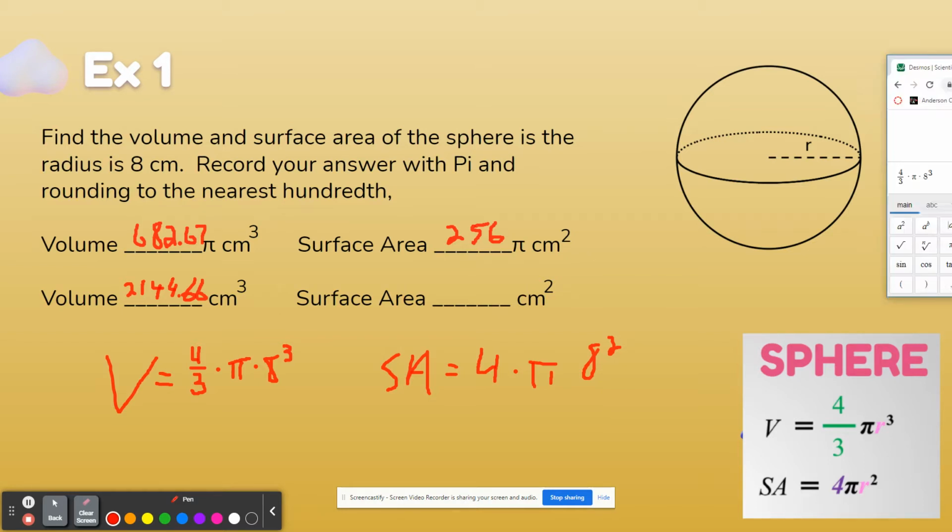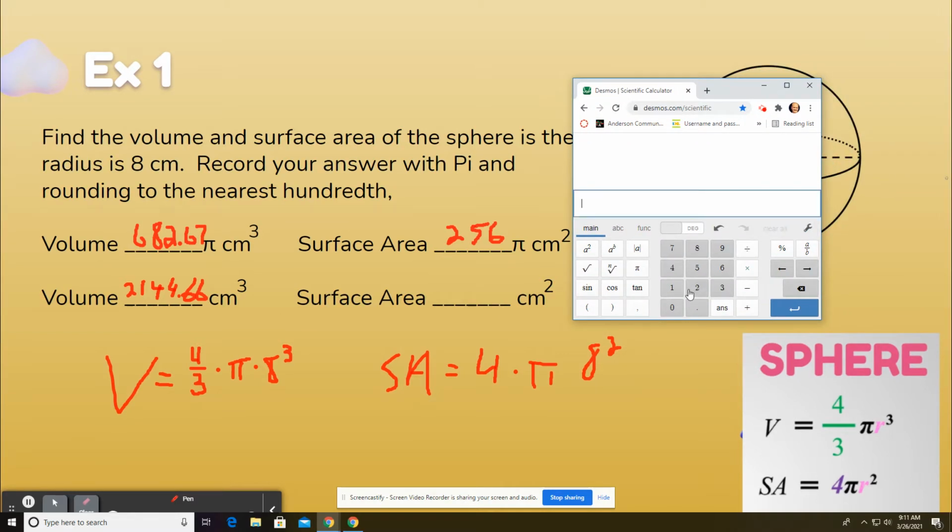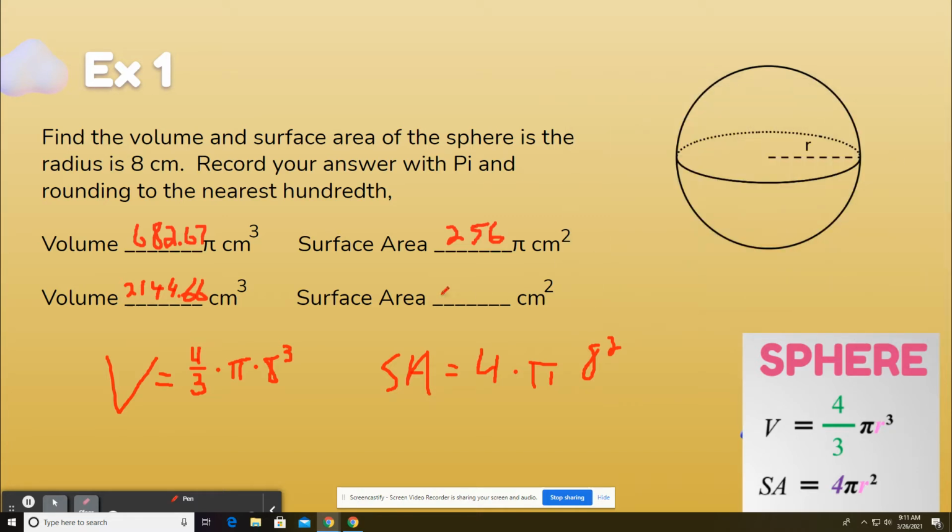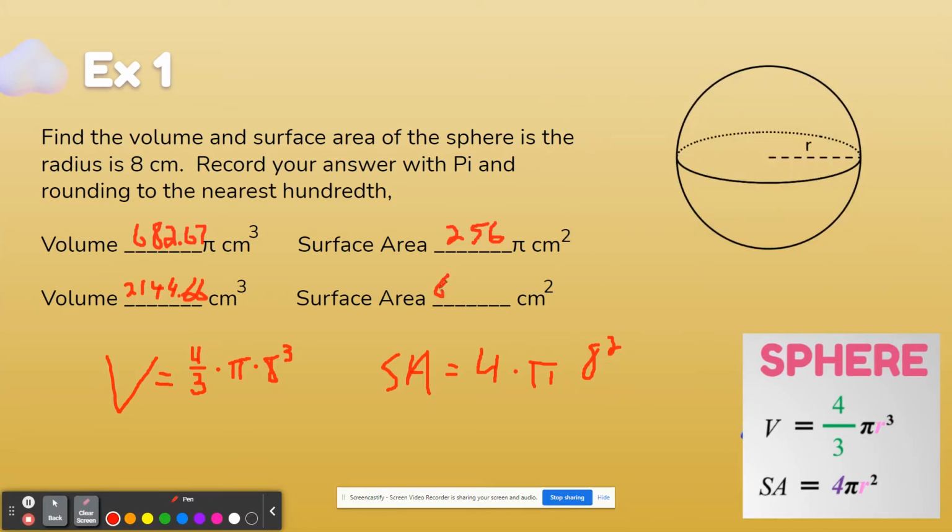And then for the surface area, we'd do the same thing. We would do 4 times pi times 8 squared. And this time, the third digit is a 7, so we're going to change this 4 to a 5. So we would put 804.25.